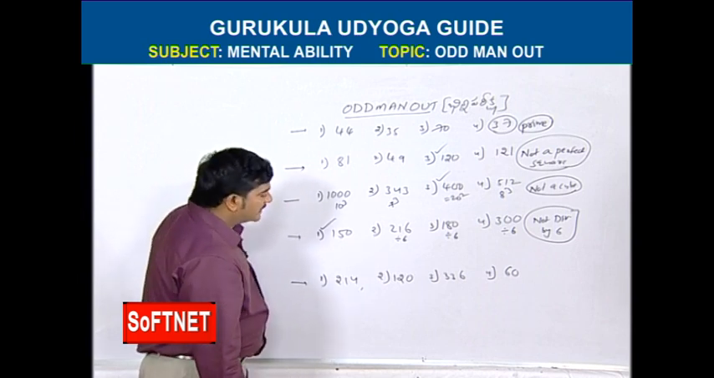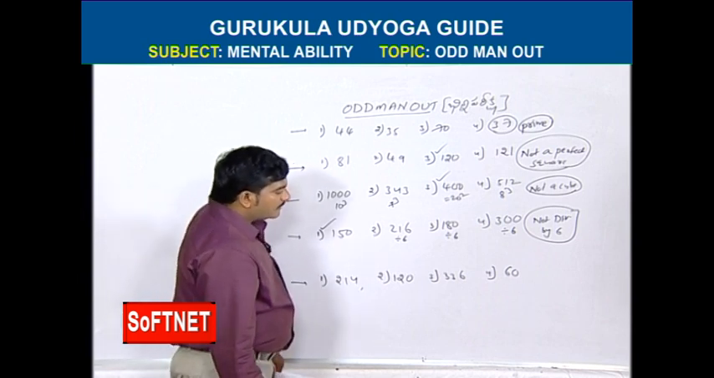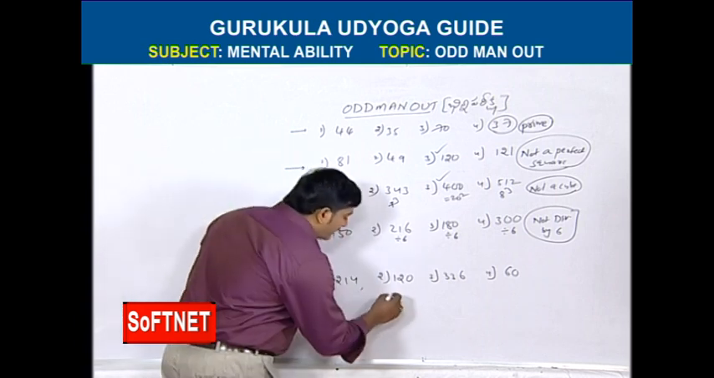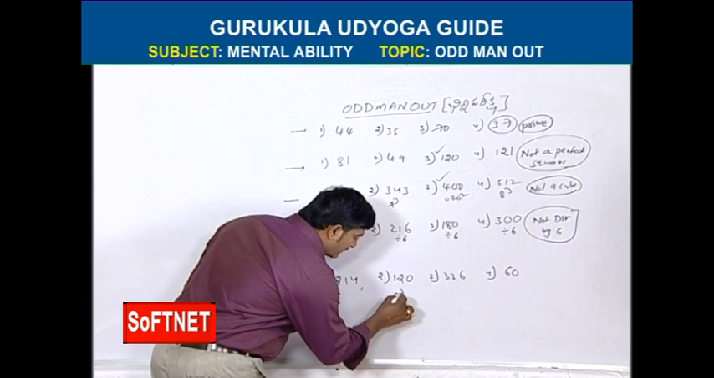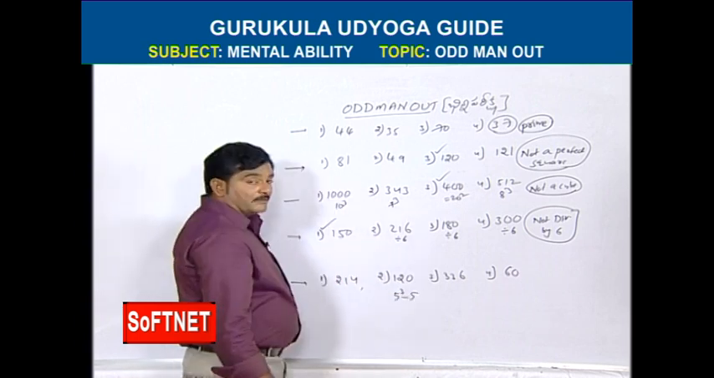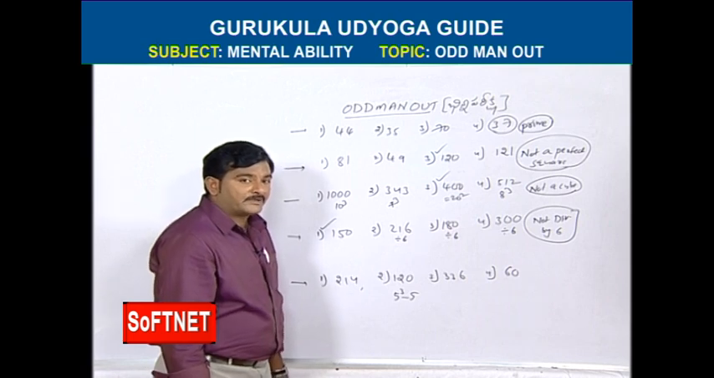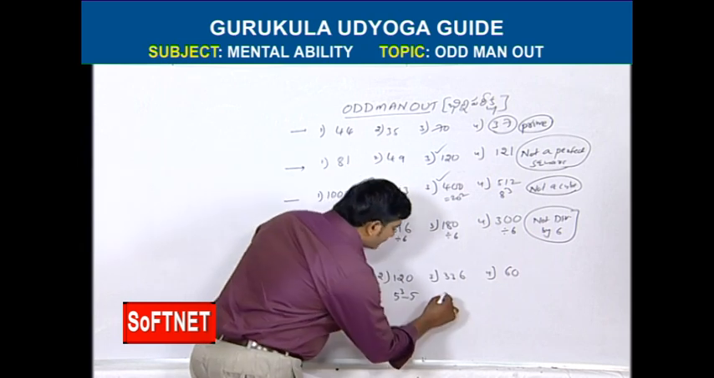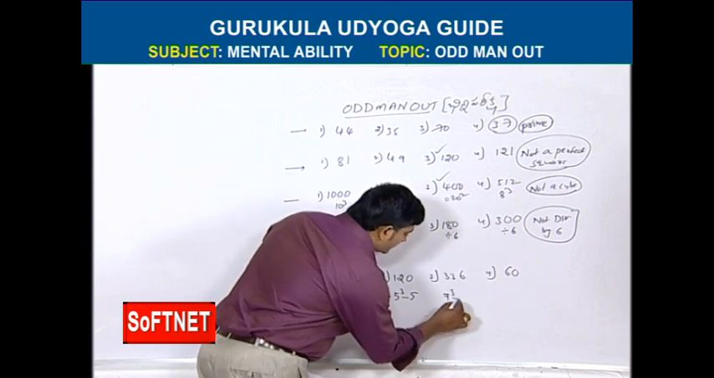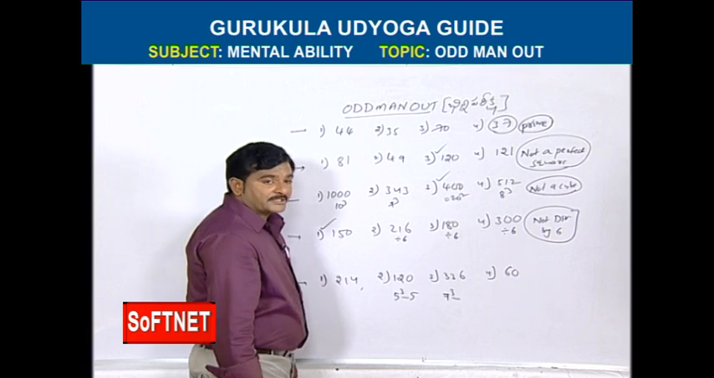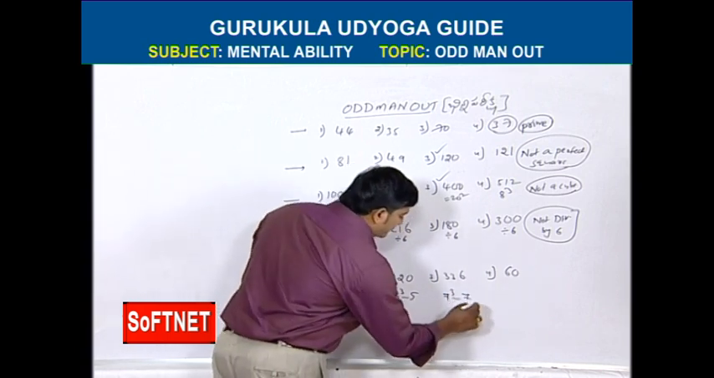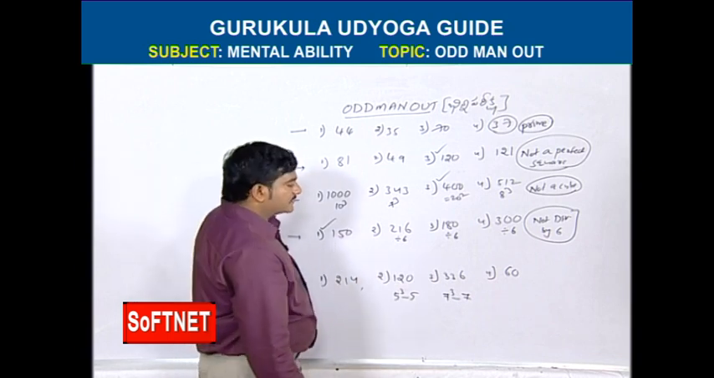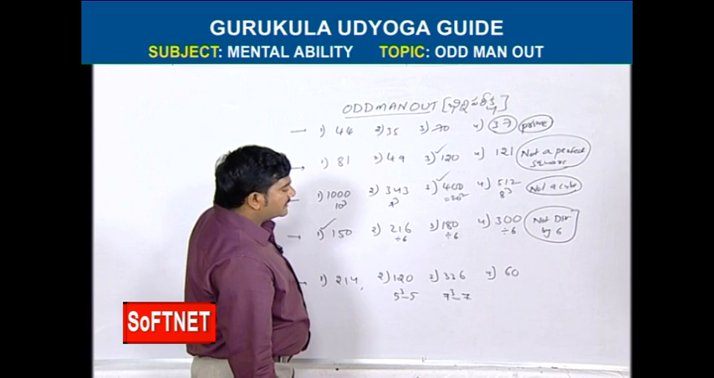Just observe, is there any concept of cubes? For example, 120. What can you write for 120? 120 can be written as 5 cube minus 5. 5 cube means 125, 125 minus 5 means 120. Similarly, 7 cube is 343. 343 minus 7, how much am I getting? 336.